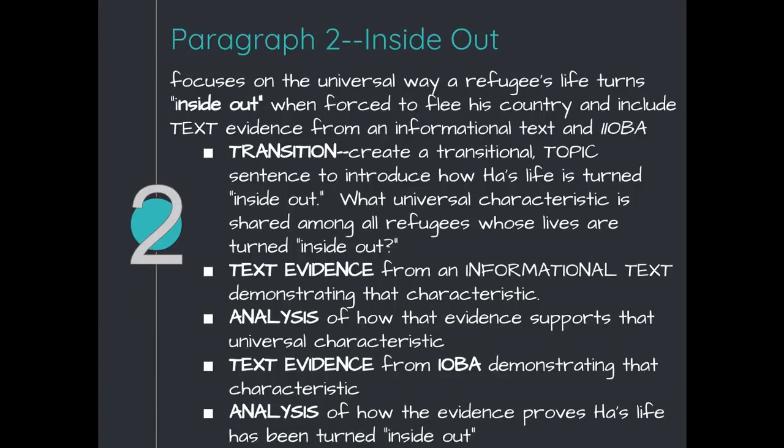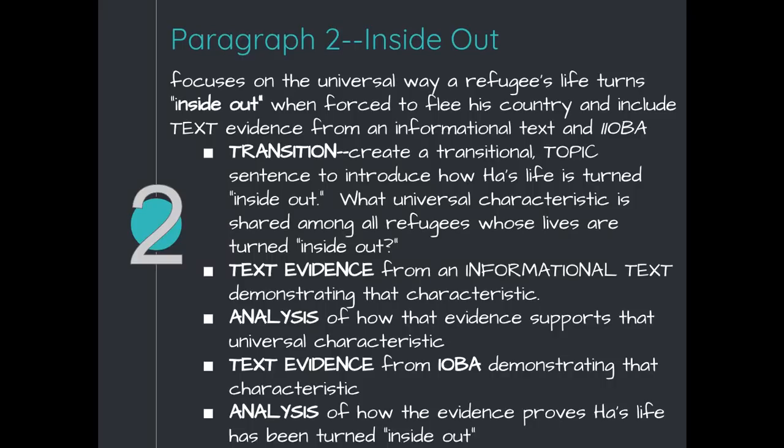Okay? So now this paragraph is going to start with a transitional sentence. It is a transitional topic sentence that introduces how specifically Ha's life is turned inside out. Okay? What is that universal characteristic that's shared among all refugees whose lives are turned inside out? Then you're going to pull that information from the text. Okay? You're going to pull a direct quote from an informational text demonstrating that characteristic, include an analysis of how that evidence supports your universal characteristic, and then you're going to pull a quote from Inside Out and Back Again that demonstrates that same characteristic and provide an analysis of, again, how that evidence proves that Ha's life has been turned inside out.